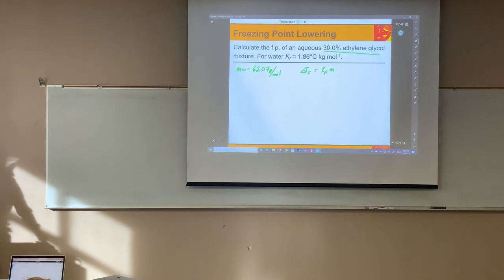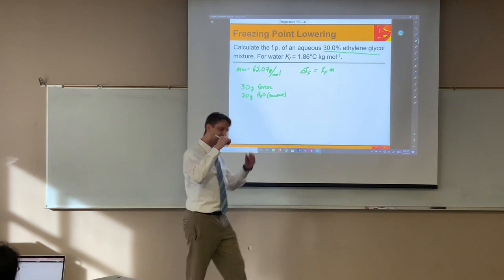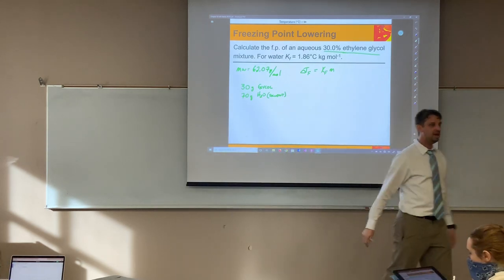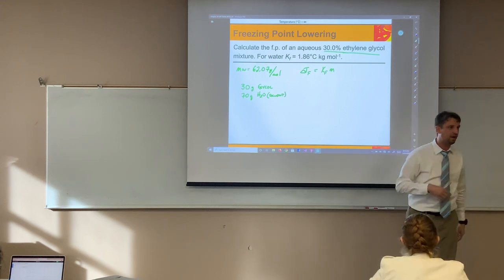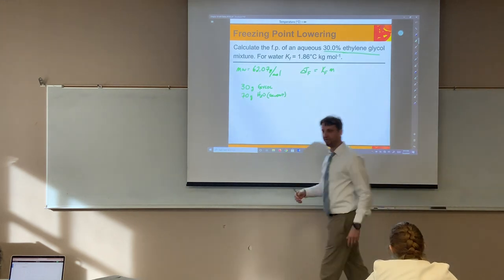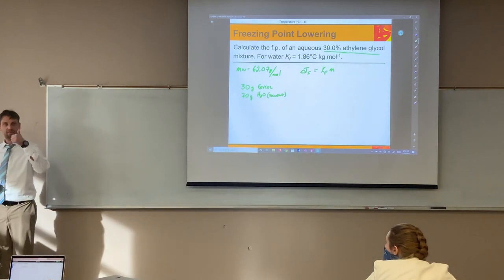If we have 30% of something, you can pick whatever number you want. But to make life easy, we'll say that 30 grams is our glycol, right? Which means 70 grams is our water, which is our solvent. You guys with me on this? So it's important to recognize what your solvent is, especially when you're dealing with molality. How do we recognize what the solvent is? Well, the solvent's always there in the highest amount. That's the scientific definition of a solvent, the thing that's there in the highest amount, okay? You guys with me? Cool.